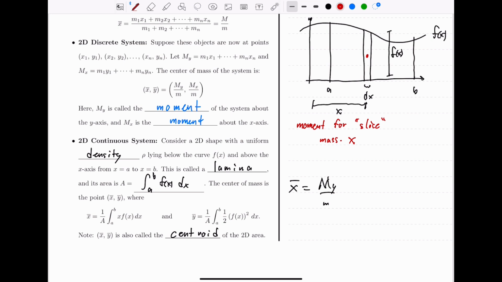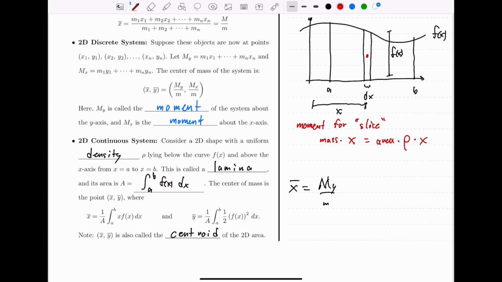So just like before when we found the moment for different masses, we just multiplied the mass times the value of the coordinate. Here we multiply mass by the distance from the y-axis, which is simply our value x. Now the mass of the slice is the area times its density. So we can express this as area of the slice times density times this distance x.